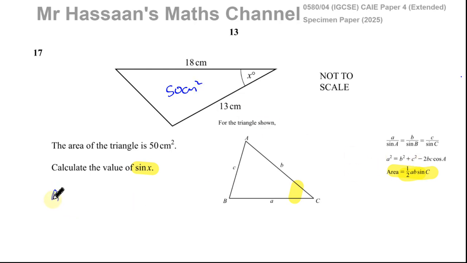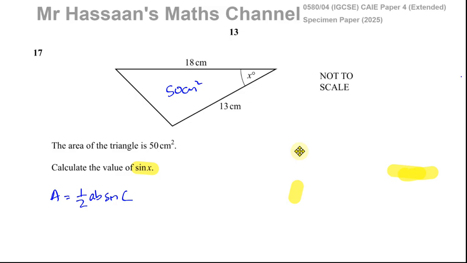So we're going to use the formula, a half AB sine C. So if you forget that, the good thing is in the new syllabus, they have these formulae on the formula sheet. Okay. So in our case, A and B could be either 18 or 13. But our C is the angle X. So we can say 50 is equal to a half times 18 times 13 times the sine of X. Now, please keep in mind, they are not asking us to find the angle. They're just telling us to find the sine of the angle.